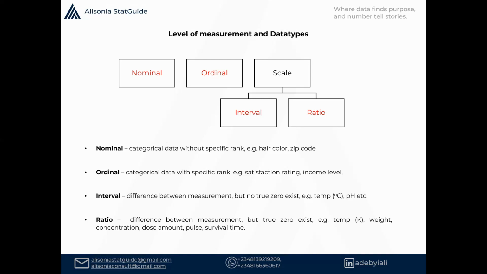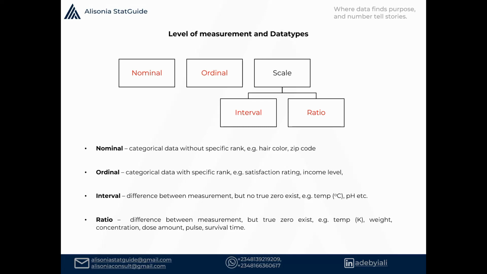Another one is weight. Another one is concentration. Another one is dose amount. Another one is pulse and survival time. If you check the pulse rate of a patient, it might be 0. If it is 0, that means the patient is gone already. So there is a true zero value for that one.